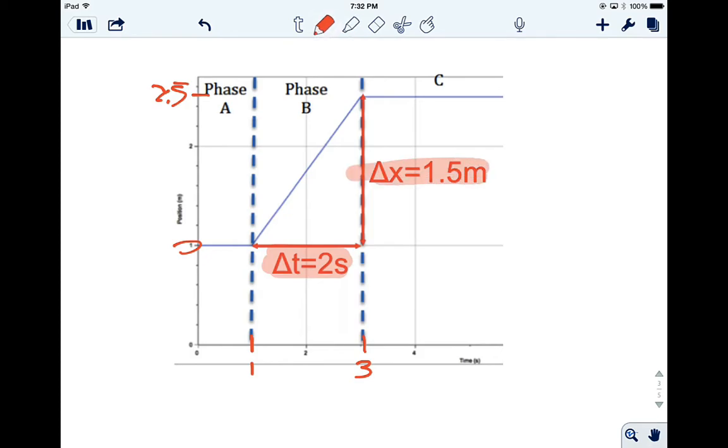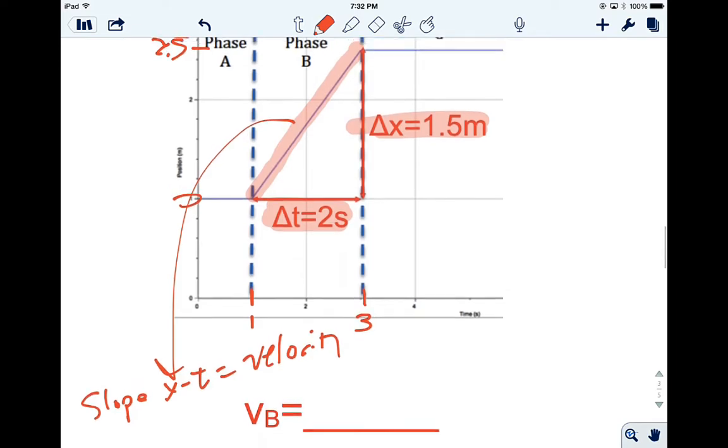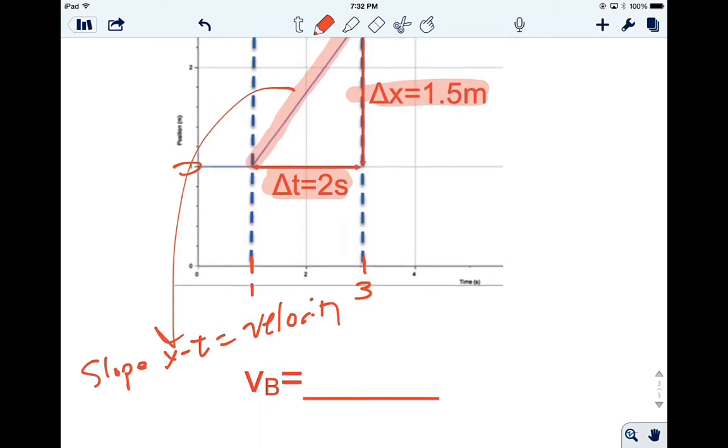So if I want to find my velocity, remember I'm on a position versus time graph, so I want to find my slope. Remember, my slope on a position versus time graph is equal to my v, my velocity. So if I look at my slope during phase B, I'm looking at a rise of 1.5 meters over a run of 2 seconds. So pull out your calculator and plug it in.